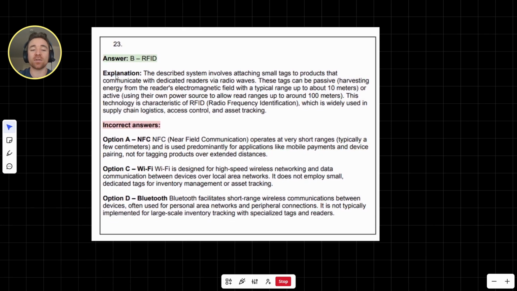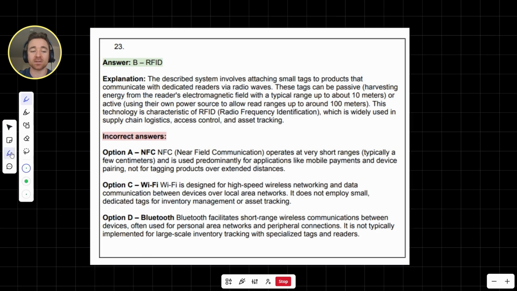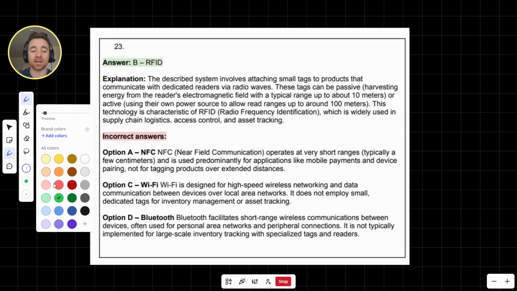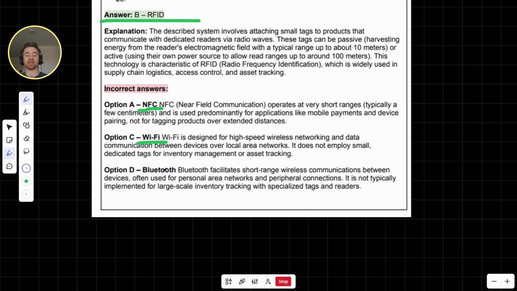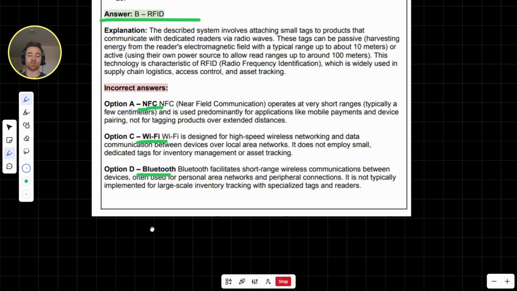It is RFID. Remember, guys, RFID is frequently used in inventory tracking, inventory management, supply chain logistics. All right. NFC is only for close contact. Wi-Fi is an 802.11 wireless internet standard. That's what the standards are. And then Bluetooth creates a personal area network: headphones, wireless mouse, wireless keyboards, things like that.